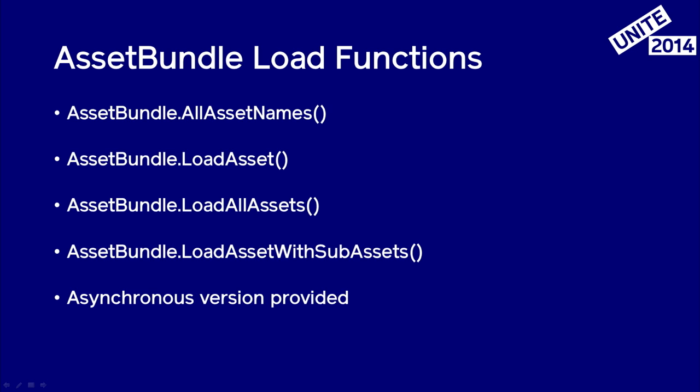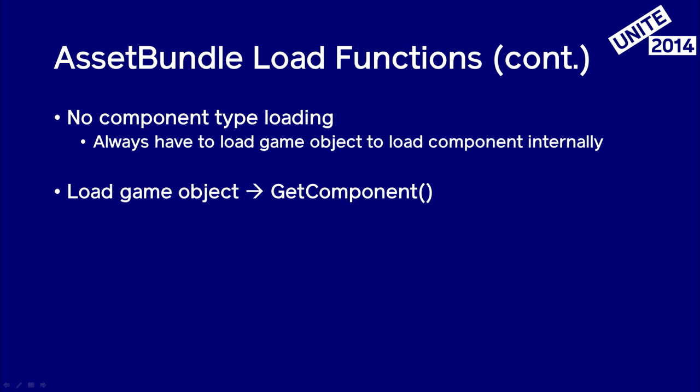All these loading functions are provided with an async version. Another change is that we won't return component types anymore from the loading functions. Internally, we always have to load the asset first and then load the component, so we think we should expose this to customers and not hide it. Users have to load the game object first, then call get component to get a component type. So if you are loading component types from the AssetBundle, you have to upgrade the script yourself.